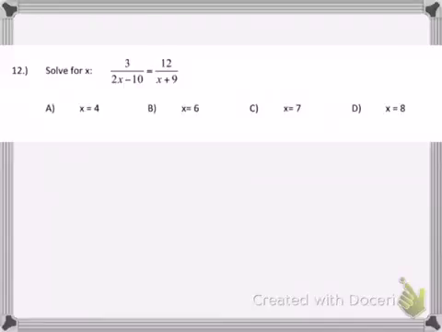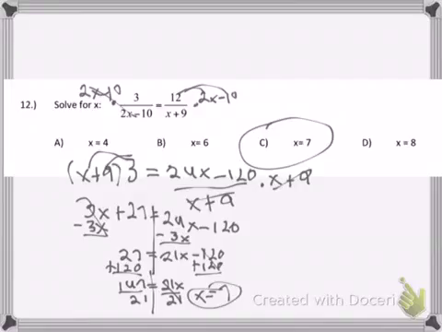Solve for x. 3 over 2x minus 10 equals 12 over x plus 9. Right here, first step, I multiply by the denominator 2x minus 10 to get rid of it. Multiply that by the top part, distribute it. I get 24x minus 120. And I'm going to multiply on both sides by x plus 9 to get rid of that denominator. So I do it by both sides. I end up with 3x plus 27 equals 24x minus 120. I subtract 3x from both sides. 21x. Add 120. 147. And then divide by 21 and I get 7.